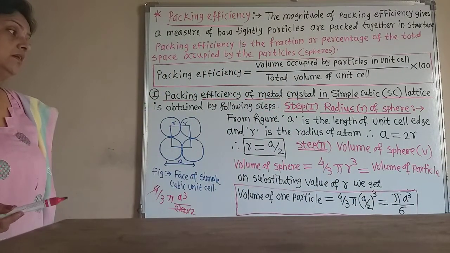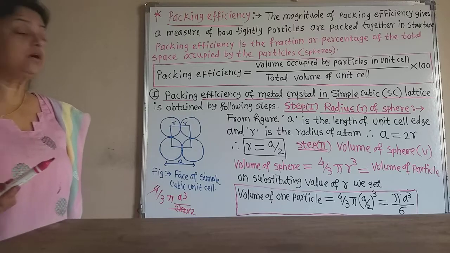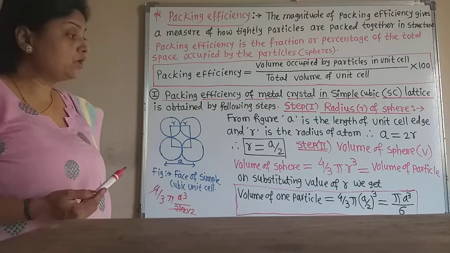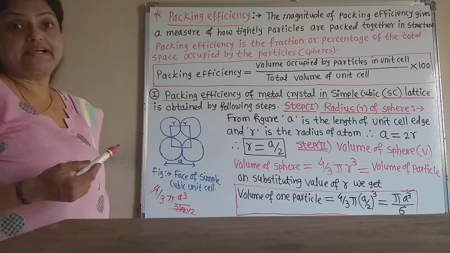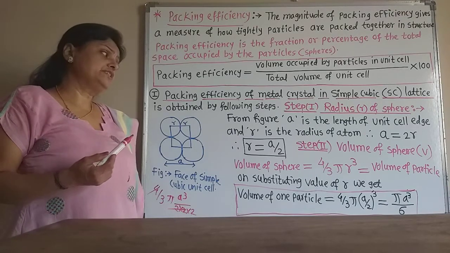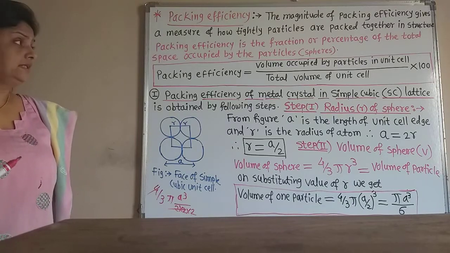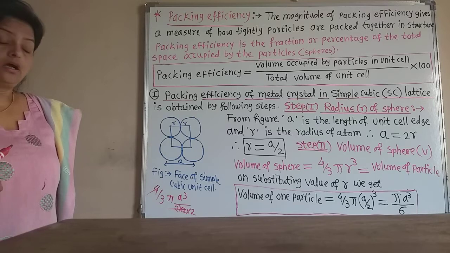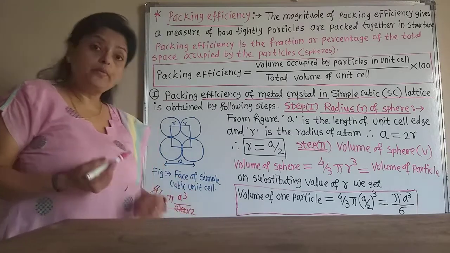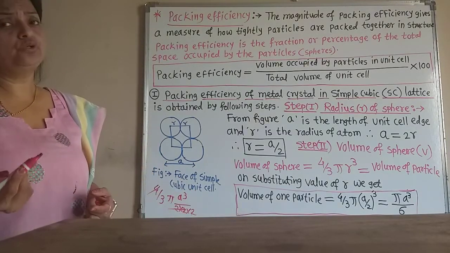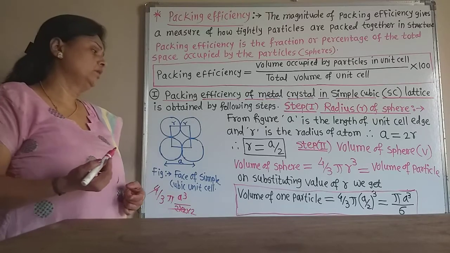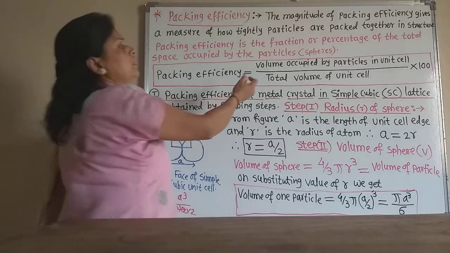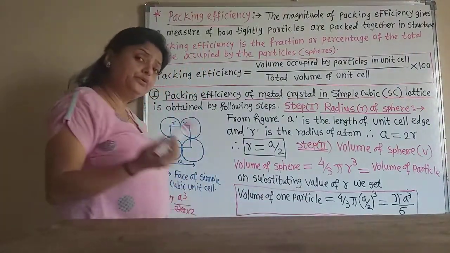Now, the volume of one particle in a simple cubic unit cell is always calculated by the formula pi a cube divided by 6. If we substitute these values in, that is the volume of one particle that we have to calculate here, and how many particles are in that crystal structure. We know that in the simple crystal structure there is only one particle.